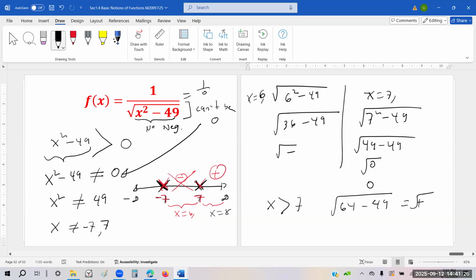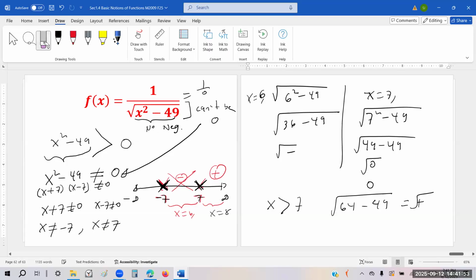And remember, yesterday I said, I didn't factor that. If you want, you can actually factor that. x plus 7, x minus 7 cannot be 0. Then you have to do this. x plus 7 cannot be 0. x minus 7 cannot be 0. So x cannot be negative 7, and x cannot be positive 7.